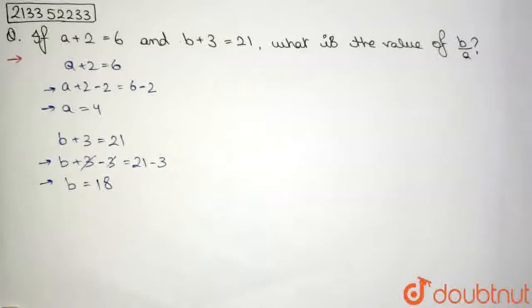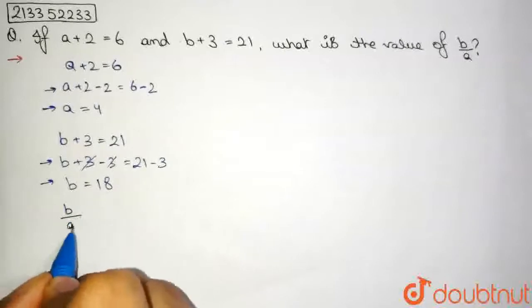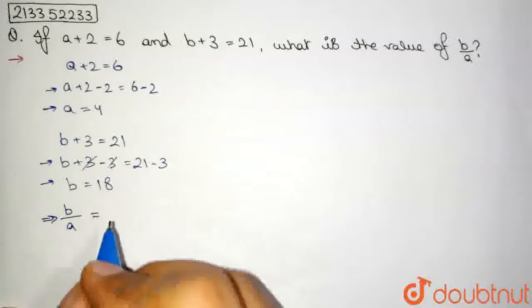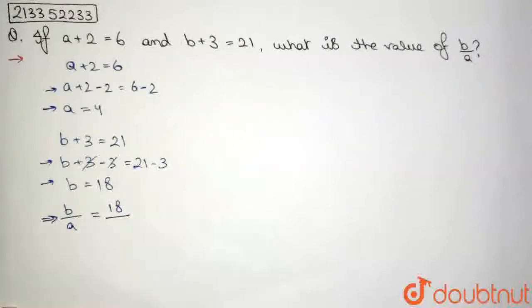Now the question says, what is the value of b upon a, right? So we have b upon a, which is equal to the value of b which we have obtained as 18, upon the value of a which we have obtained as 4. But remember guys, this is not the final answer to this particular question.